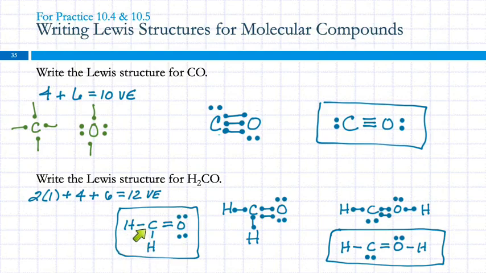So in this structure, how many bonds does the carbon have? 3 or 4. Because a double bond is 2 bonds, right? So the carbon here has 1, 2, 3, 4 bonds. And how many does the oxygen have? 2. Over here, the carbon has 1, 2, 3 bonds, and the oxygen has 1, 2, 3 bonds. So which one's better? This one's better. And we'll learn how to quantify that in a few minutes. Any questions?